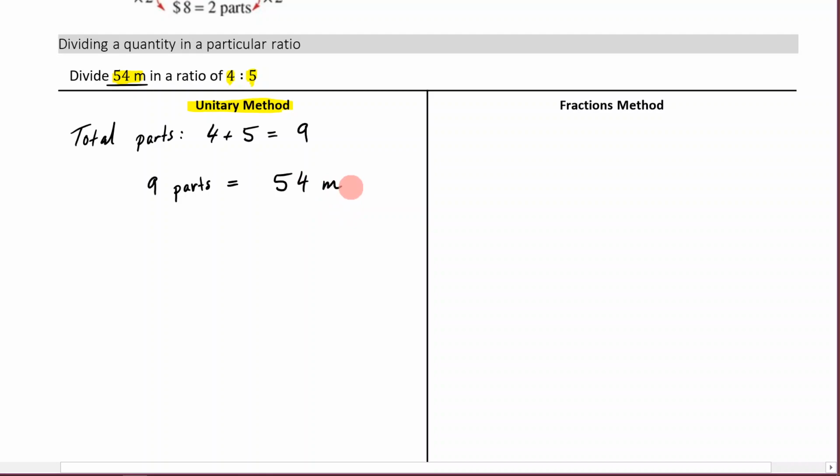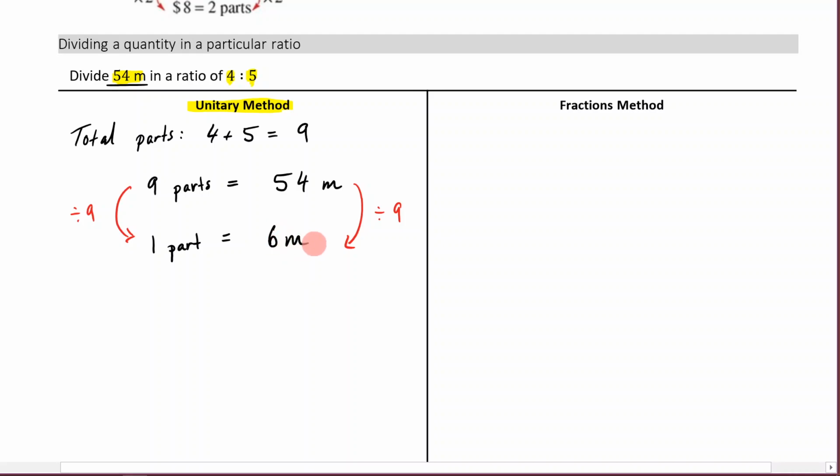The next thing that we do in our unitary method is find what one part is going to be. To find that, we have to ask ourselves, how do I go from 9 to 1? And obviously I'm going to divide by 9. That means I have to do the same thing to the other side. 54 divided by 9 is 6 meters.